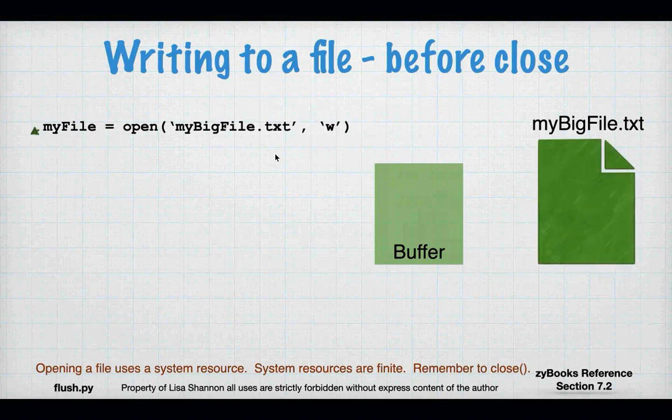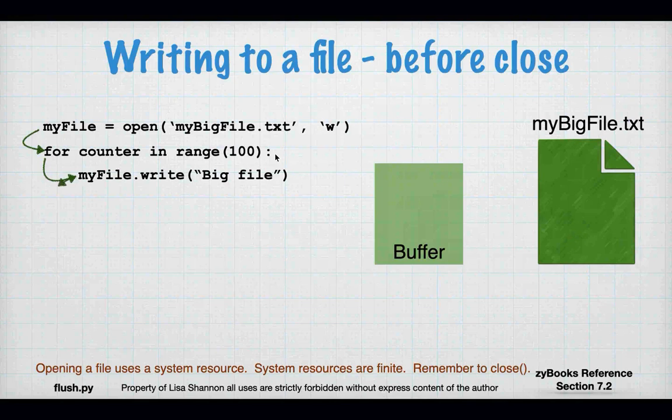I get my buffer. I'm going to say for counter in range 100. Now, when I started this, I was like, oh, I'm going to do a million. But then I was like, it's going to take a long time for me to show that on a program. And it's just not worth it. So we're just going to assume right now that 100 is a big file. And I'm going to write big file into my big file. And that's, of course, going to go to the buffer.